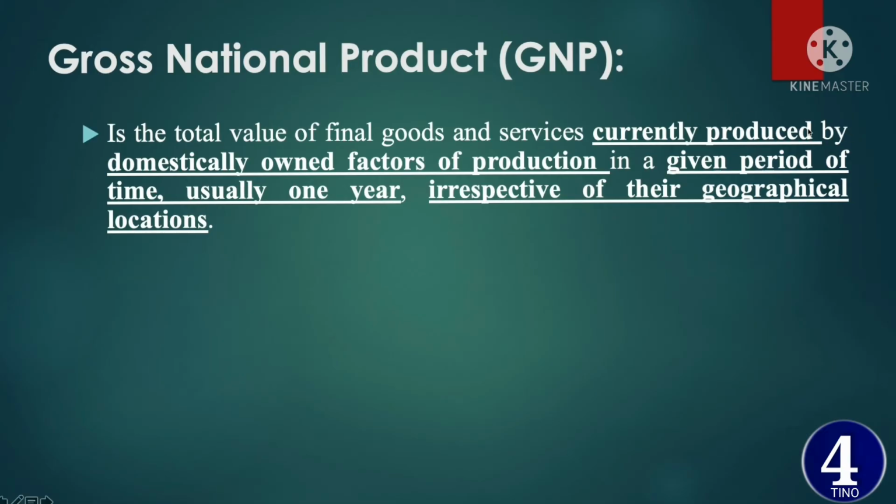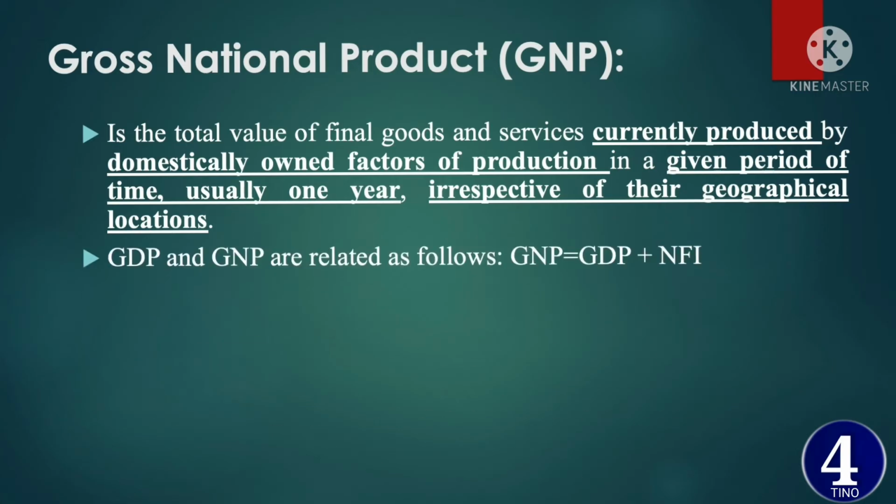Any production by domestically owned means that the country owns these factors of production, which are resources. If it is a worker, it means citizens of that country in a given period of time, usually 1 year, irrespective of their geographical location. In GDP, geographical location is considered, inside the boundary of the country, but irrespective of citizenship. But here, citizenship is considered irrespective of the geographical location of the resources or the citizens.